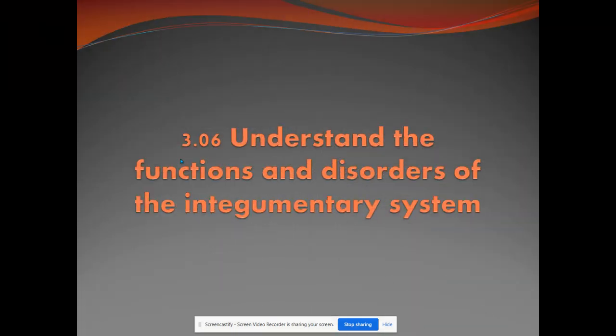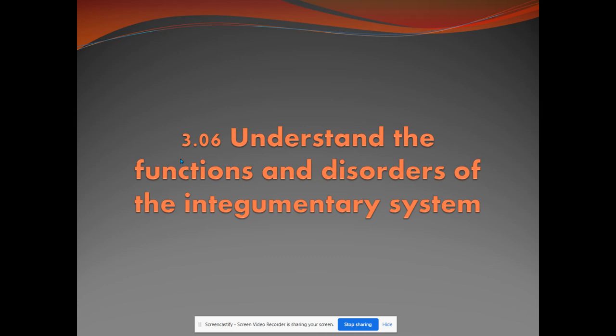So today we're going to talk about the functions of skin, and then we're also going to start on the first several disorders of skin, or the integumentary system. So for the first several slides, you're just going to take notes like normally, and then you'll answer some questions from a worksheet and submit it to me.